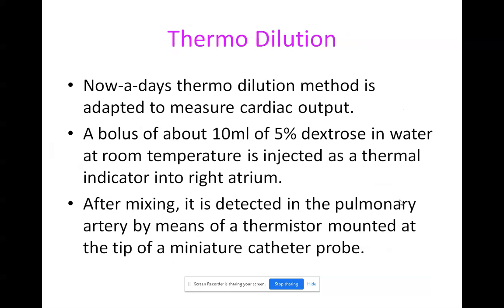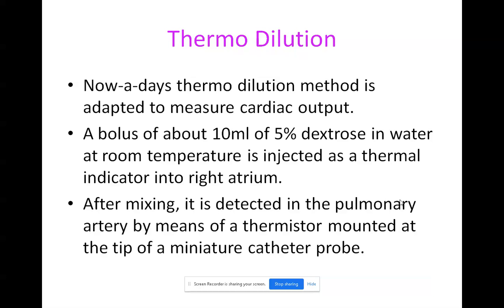The next method is thermodilution. The thermodilution method is recently adapted for measuring the cardiac output, and we use this method the most. A bolus of about 10 ml of 5 percent dextrose in water at room temperature is injected as a thermal indicator into the right atrium. So the bolus is nothing but the mixture with water at room temperature, which we inject into the blood of the heart in the right atrium.